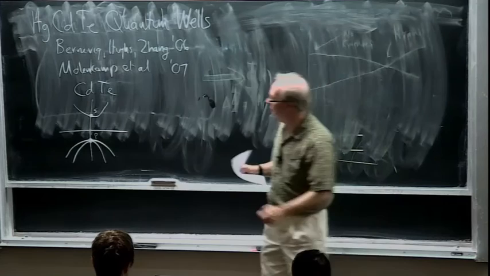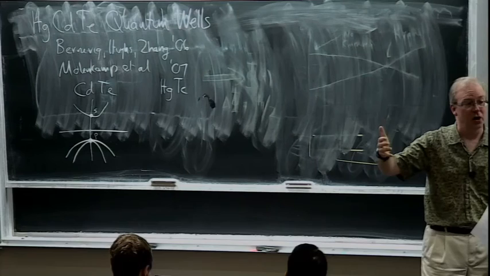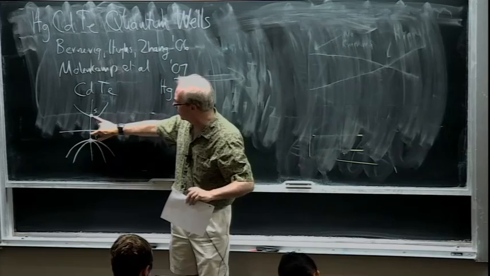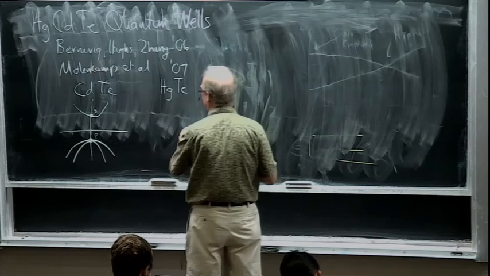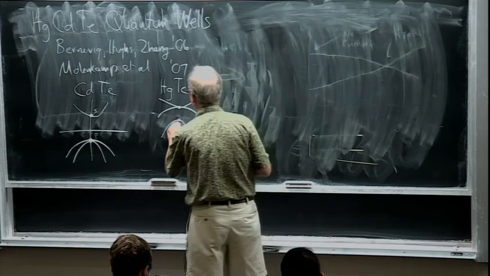Okay, mercury telluride, on the other hand, due to the fact that mercury is very heavy, relativistic effects start becoming important, and what that has the effect of is moving the relative order of these bands, and essentially the S state sort of moves below the P state, and so it ends up having a structure that looks like this, okay, where the S state and the P state have become inverted.